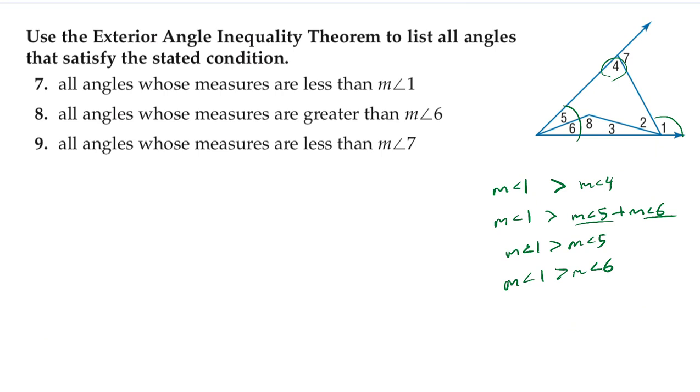Okay, is there any other inequality there with that exterior angle? I don't see it. That's the only triangle it's the exterior angle of. So now let's do angle 7, because this one says angle 7. So angle 7 is the exterior angle of this triangle.